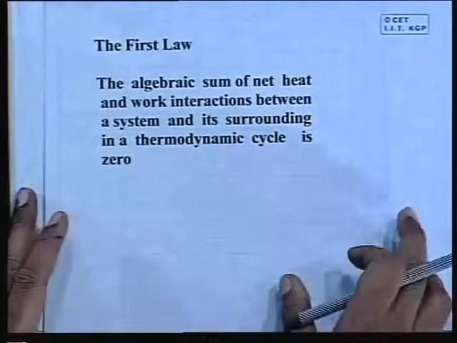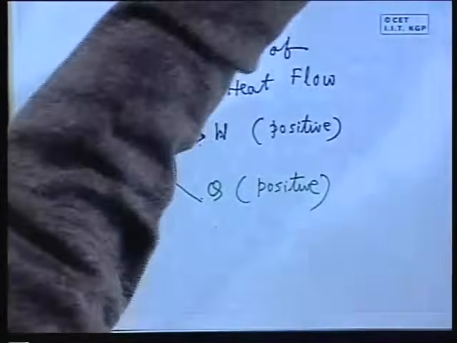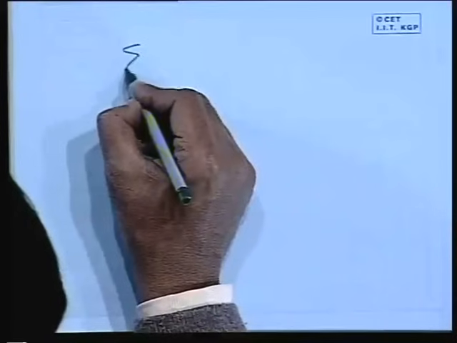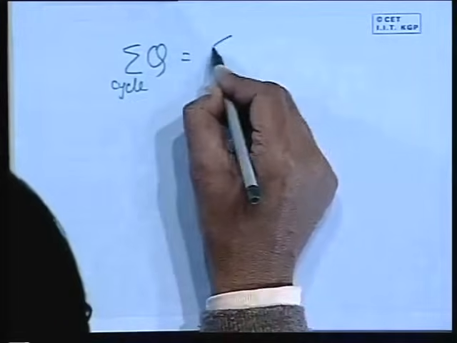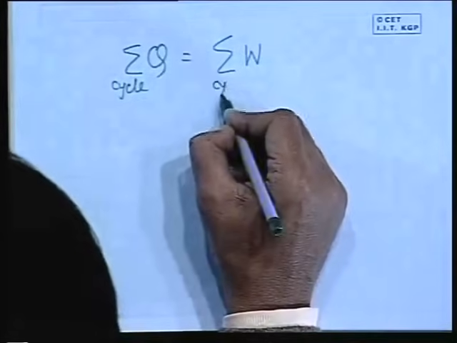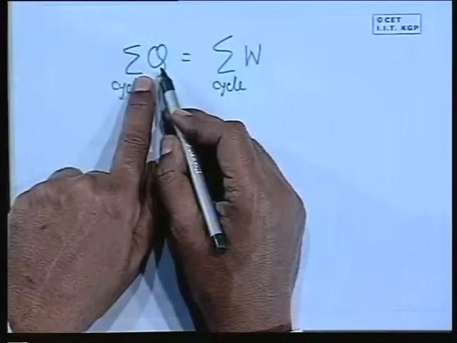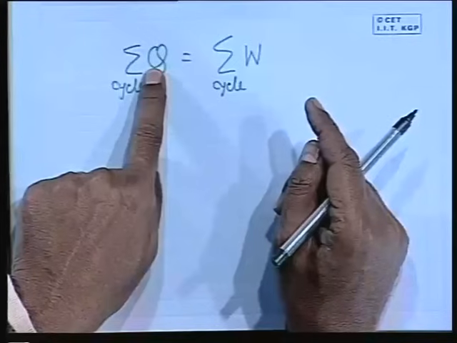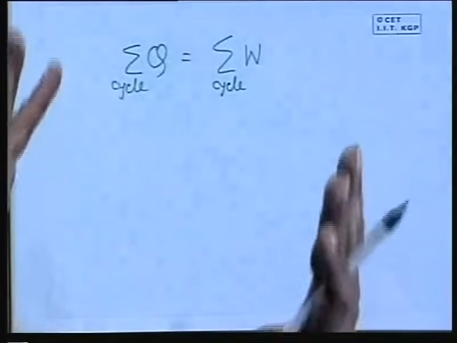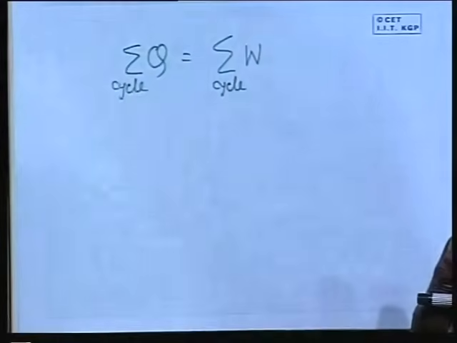With this definition, we can write that the algebraic sum of heat in a cycle is equal to the algebraic sum of work, with this sign convention, positive to positive. That means if there is a net heat added to the cycle, then there will be a net work out of the cycle, whose magnitude has to be the same as the net heat added. That means net interactions of heat and work will be zero. So this is basically the first step of the analytical expressions of the first law of thermodynamics.